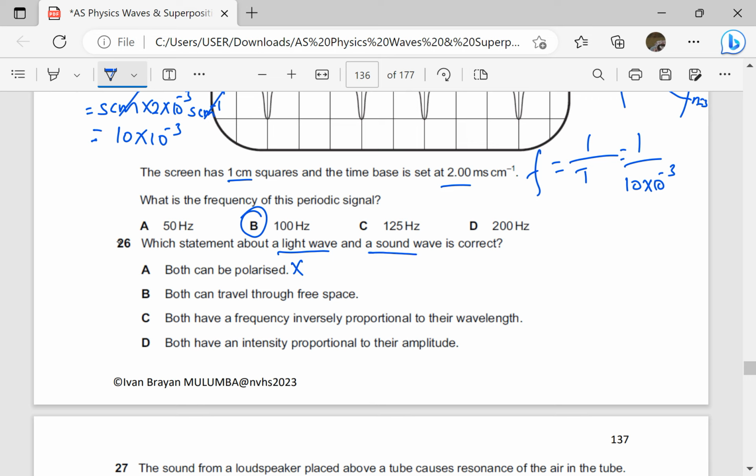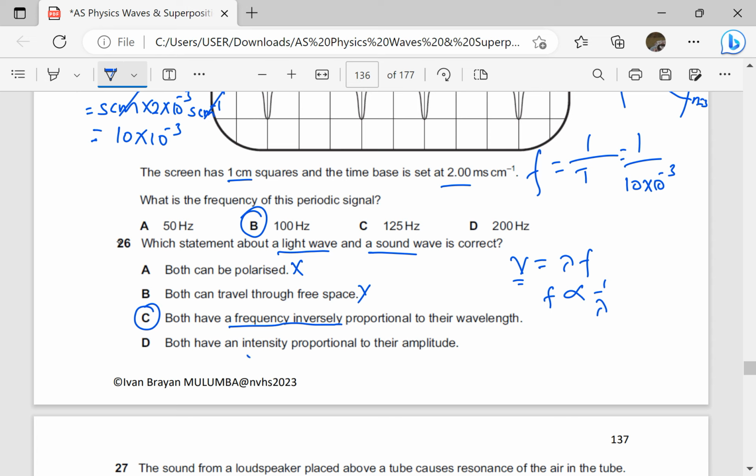Both can travel through free space. Sound does not travel through a vacuum, so that is also wrong. Both have frequency inversely proportional to wavelength. Of course, they both follow this equation, v = λf, which means f is inversely proportional to wavelength if v is constant. So the answer is going to be C.